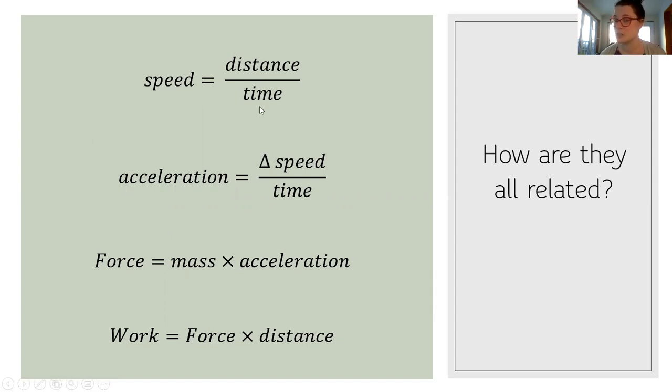So speed is distance over time. Notice acceleration. This little triangle means change in. Acceleration is change in speed divided by time. So in order to talk about acceleration, we have to know what speed is. How does changing speed affect acceleration? Well, the greater the change in my speed over a time, the greater the acceleration. So speed and acceleration are connected.